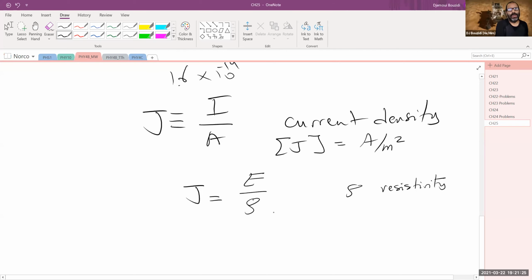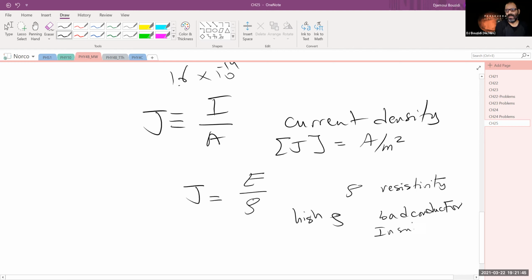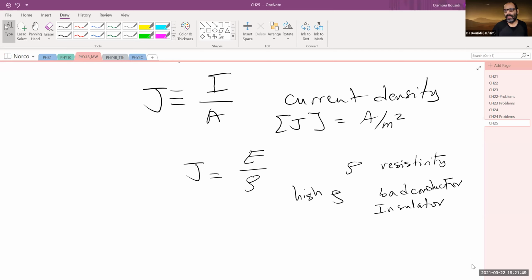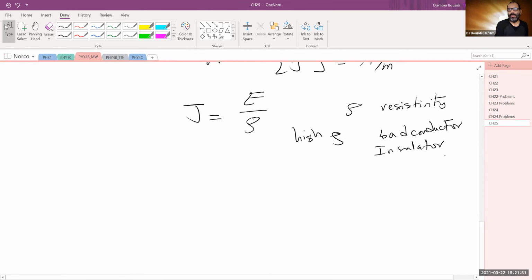The lower rho is, the less resistive the material is. So resistivity measures how good or bad a conductor is. High rho, bad conductor. This can be an insulator. Low rho is what you really want. Is a good conductor.